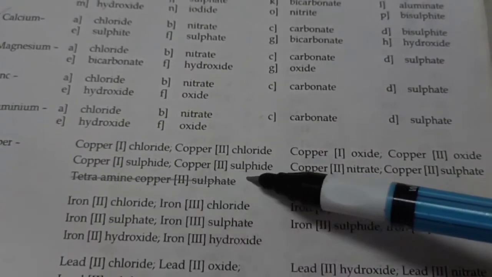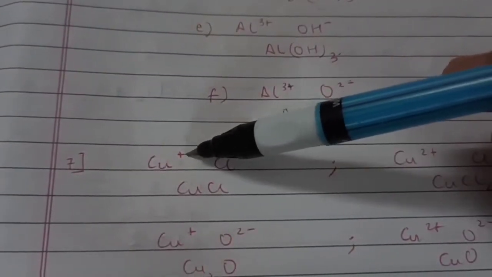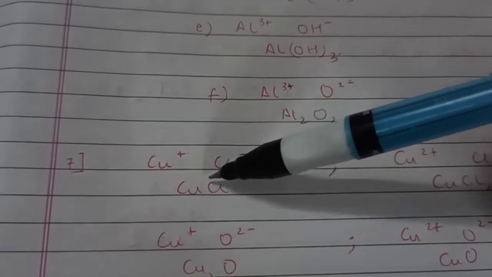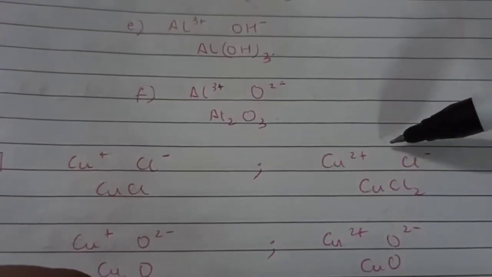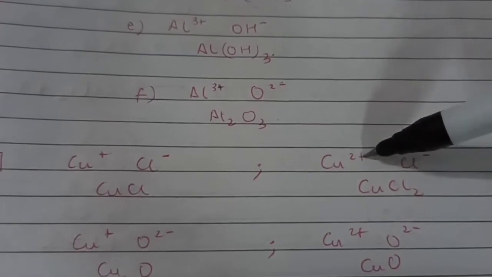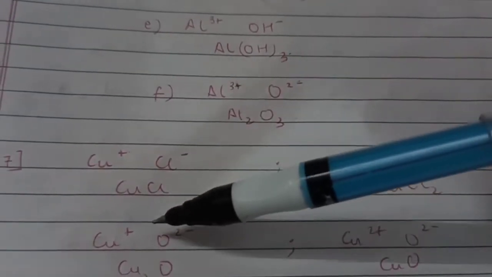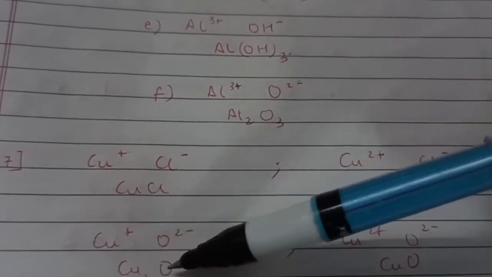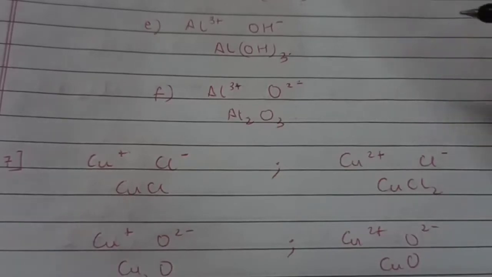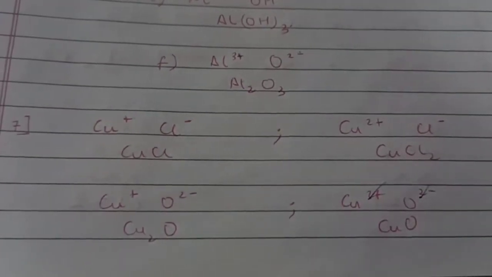Copper 1 chloride. That means we have to consider copper's valency as 1+. So the crisscross is so straightforward, it's just CuCl. But what if copper 2 chloride was given, and the valency of copper to be taken is 2+. So now if we do crisscross, it is CuCl2. Similarly, copper 1 oxide, 2 goes down here and 1 goes down here, so it's Cu2O. But copper 2 oxide, here 2 and 2 gets cancelled and we get CuO as the answer.